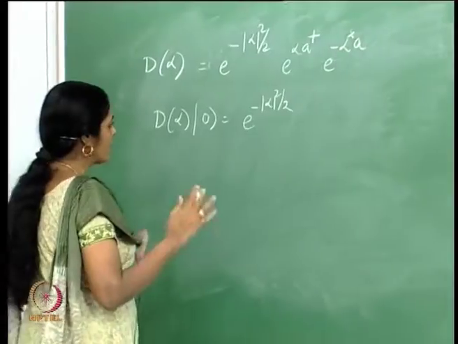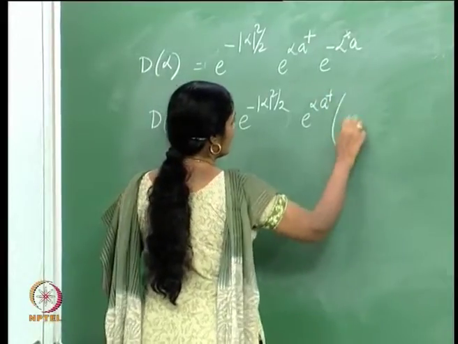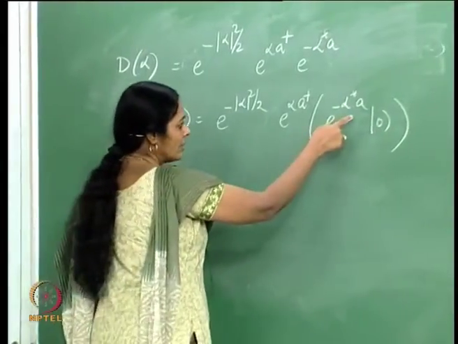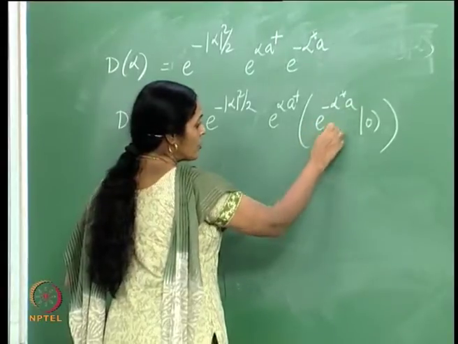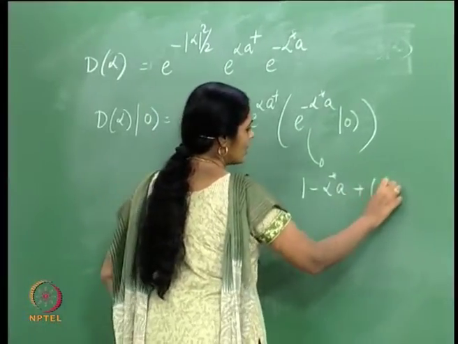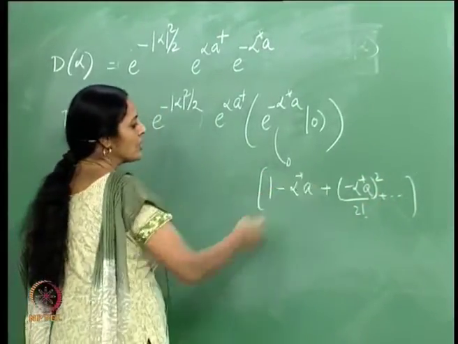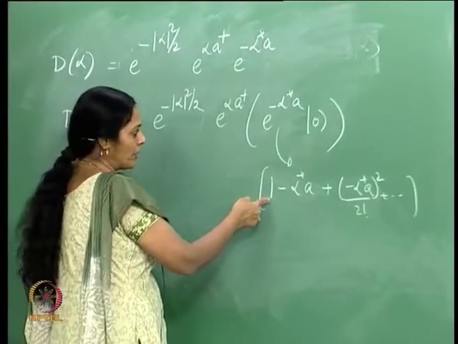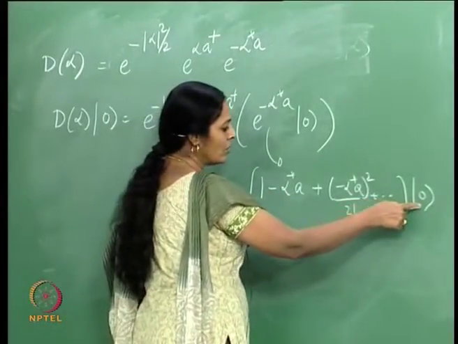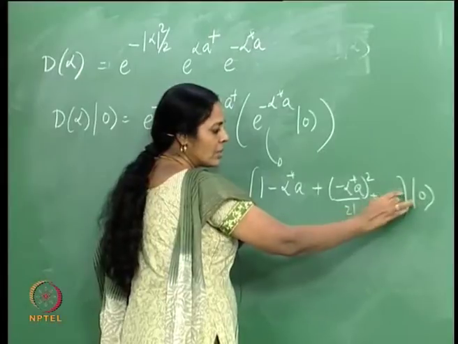The overall number is the same, it is e to the minus mod alpha squared by 2, e to the alpha a dagger, e to the minus alpha star a acting on ket 0. I emphasize that this exponential series is of the form 1 minus alpha star a plus (minus alpha star a) the whole squared by 2 factorial plus so on. So, it is a sum of a series of operators where the first term is the identity operator acting on ket 0. Well, I know that a acting on ket 0 is 0 and here too a squared on ket 0 is 0. So, every term here acting on ket 0 simply destroys it.